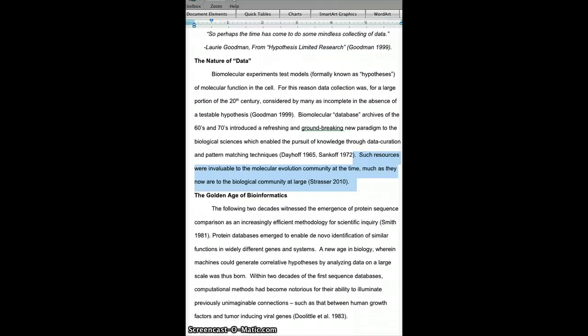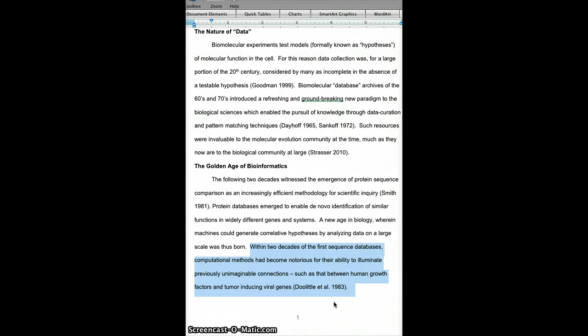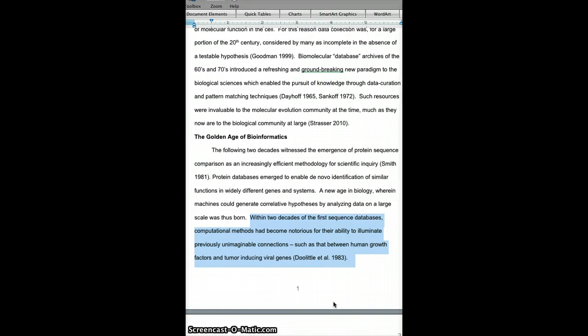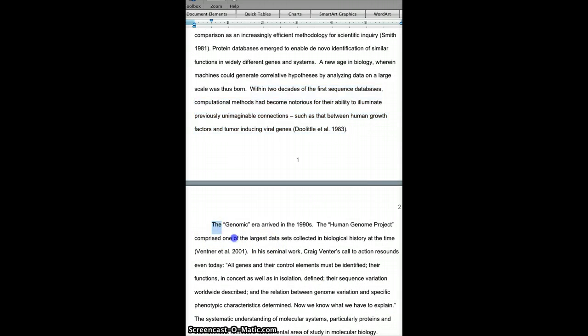Now, once you get through that first one, what you could do is read the first and the last sentence of each paragraph. So watch, I'm just going to push through now. The following 2 decades witnessed the emergence of protein sequence comparison as an increasingly efficient methodology for scientific inquiry. Within 2 decades of the first sequence databases, computational methods had become notorious for their ability to illuminate previously unimaginable connections, such as that between human growth factors and tumor-inducing viral genes. Doolittle et al. 1983.